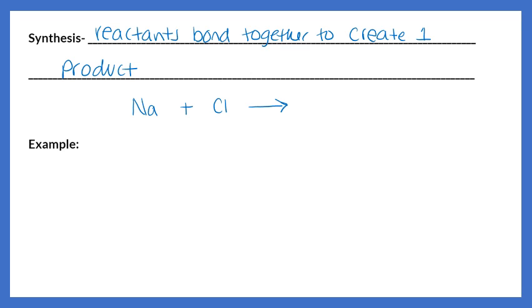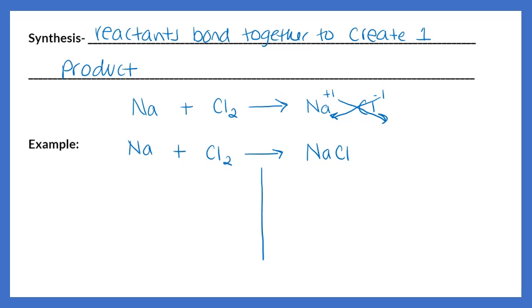And so how do we do this? We know that sodium, Na, has a +1 charge, and chlorine has a -1 charge. So we crisscross our charges. So we know that Na plus Cl makes, I think it's Cl2 actually. Yep. So we crisscross our charges, NaCl. And now we need to balance.